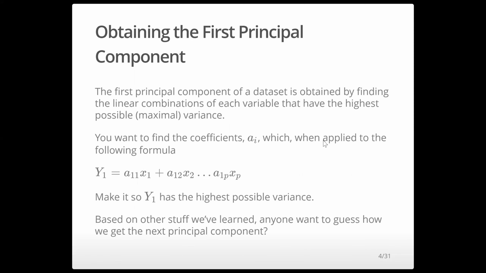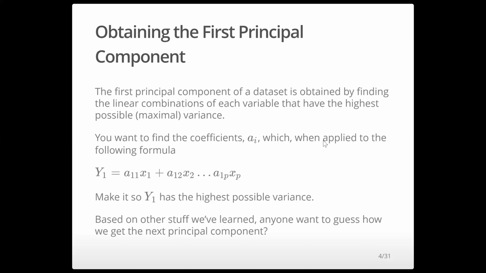So to get the principal components, we start by finding the linear combinations of each variable in our data set that will maximize the variability from the output. So we're going to find these coefficients, these A's, such that when we multiply them by our original data and sum up the results, we get a single variable that has the greatest possible variability for any possible coefficients.